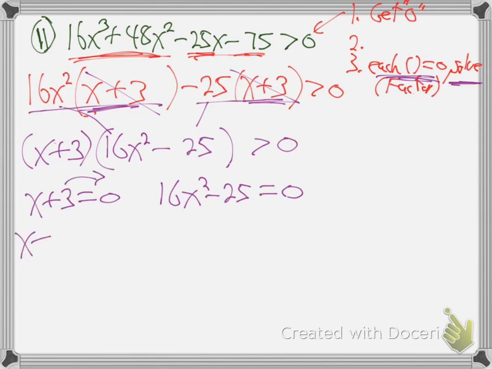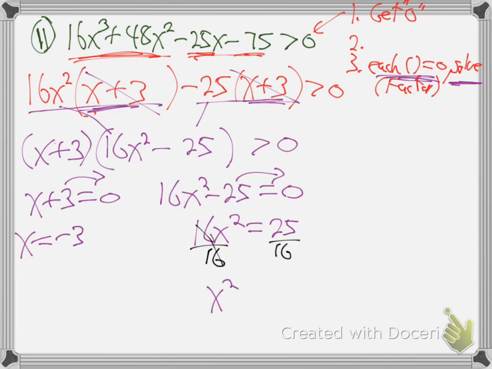So move that 3 over, -3. Now how do you solve this one? Move that minus 25 over, becomes 25, and then divide by the 16, and we get x squared is 25/16. And then remember what you do, you get the x squared alone, and you put the roof on the house, up and down the ladder. X is plus or minus 5/4, isn't it? So I've got -3 and plus or minus 5/4. I've got to put all those on the number line and then check the number line.